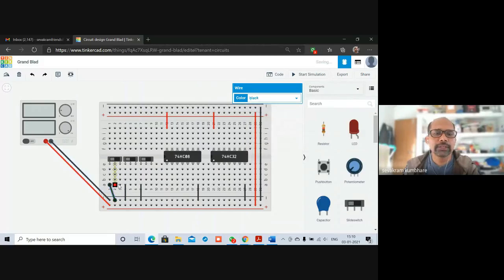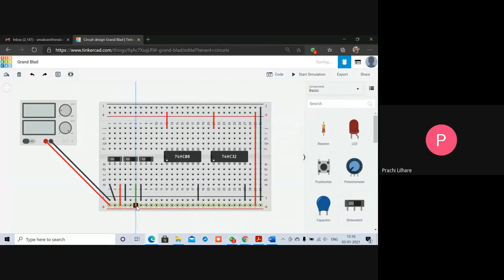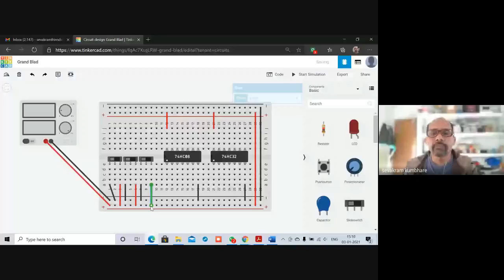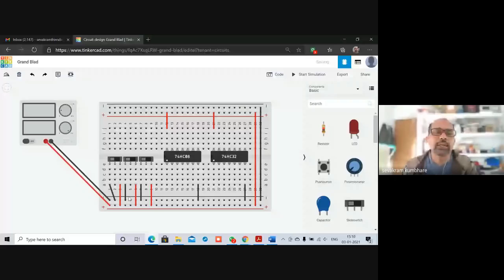Got it? And VCC, another terminal to VCC. Are all of you observing this or not? Observing. So like this, I have connected one terminal to ground and another terminal to VCC. One on ground, another on VCC. Like this, I have done this.